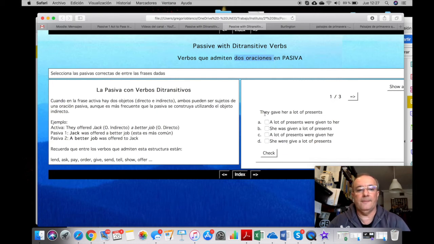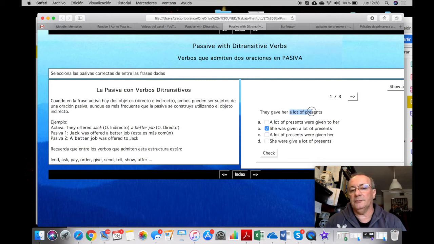In this case, we have, they gave her a lot of presents. We have a lot of presents as one of the potential subjects for the passive, and her is the other possible subject. Of course, if we put her as a subject, we cannot write her. We have to write she, okay? So we can either choose B or D. She was given is good. She were give is not good. Okay, so we will choose the first one.